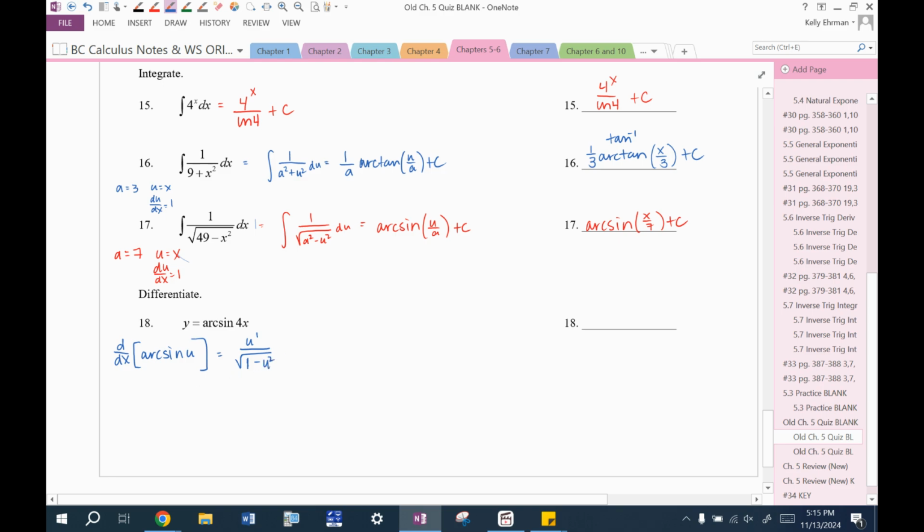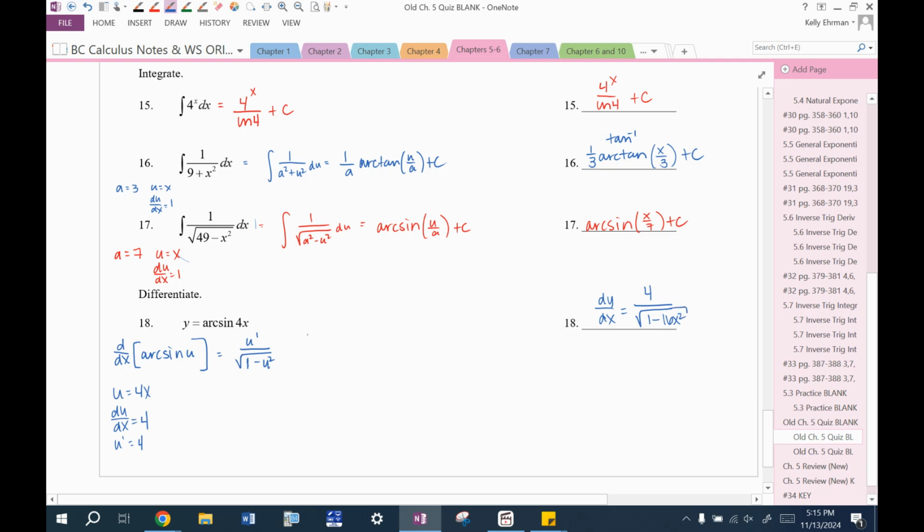Okay, so in our terms, u would be 4x. du dx would be 4, or u prime, whatever. u prime is 4. And so you're just subbing those values in. So dy dx is equal to u prime, which is 4, over square root of 1 minus, what's u squared? 16x squared.